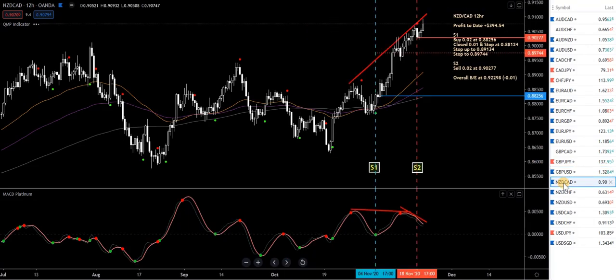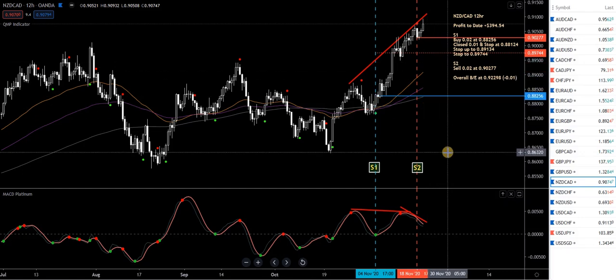New Zealand CAD in a buy here, stop and place for that here, so locking in good profit there. Took a sell up here, and the overall break even is off the charts up here somewhere. You can see it's 0.9229, so as long as price remains below that, I can close both trades and be in profit.